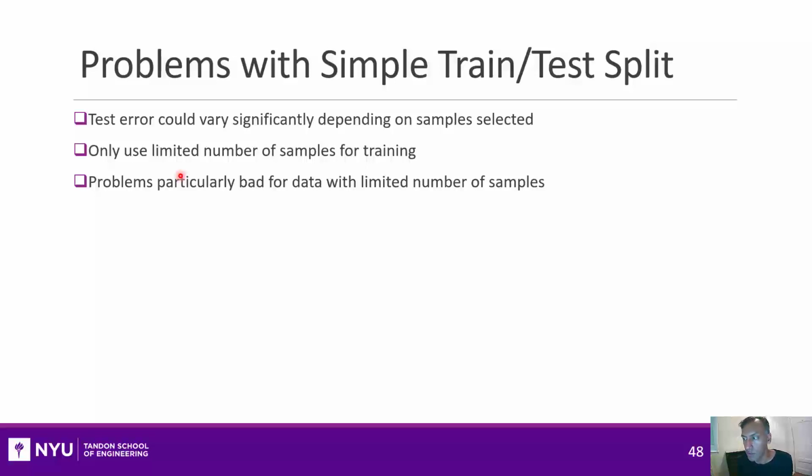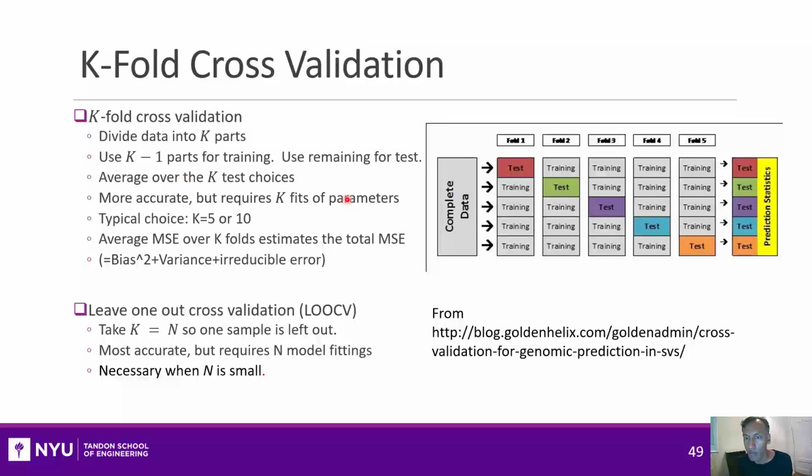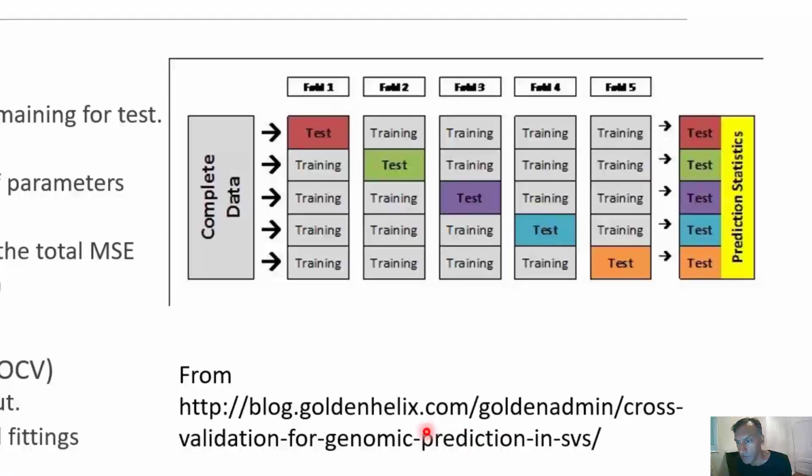So you want to somehow try to use your samples more judiciously. The most common way to do that whenever you have a limited amount of data is to use what's called k-fold cross-validation. I've just taken this picture from this nice blog here. Now, this is the idea. What you do is you have your data, but instead of breaking it into 2 parts, you break it into k parts. Usually k is like 5 or 10, and in this picture it's 5.